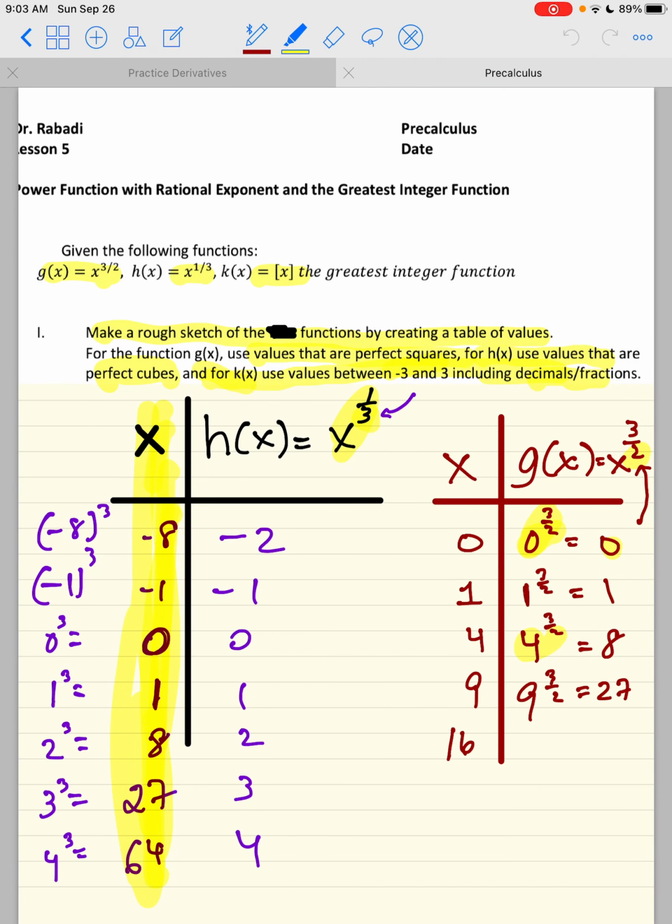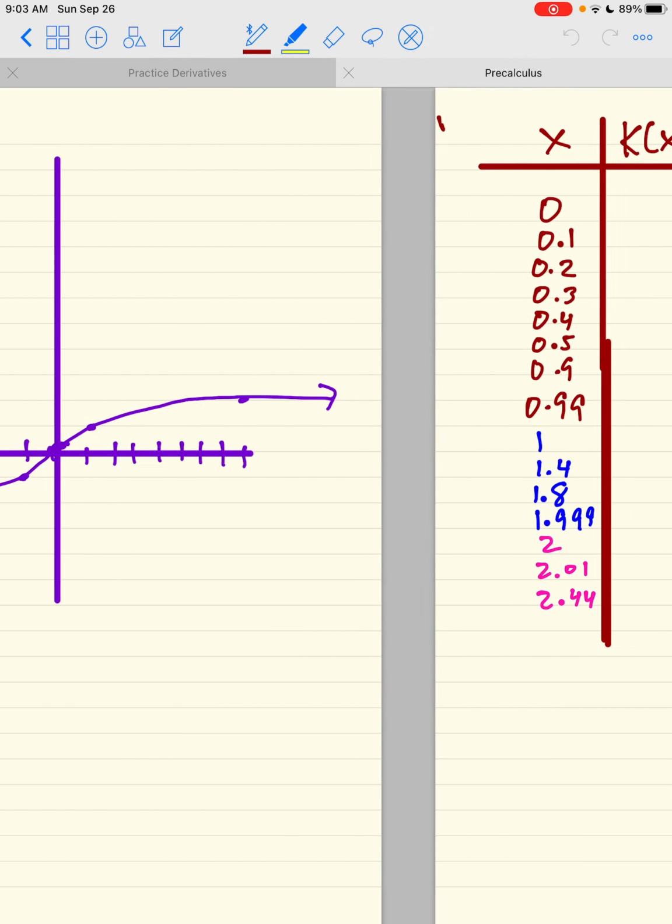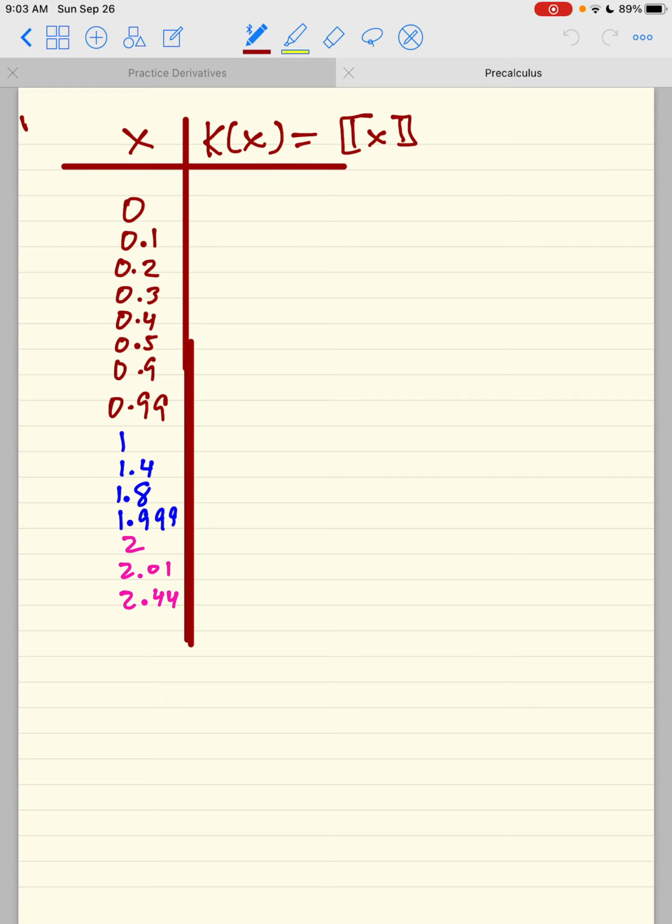And our final graph is going to be our greatest integer function. And what happens in this case is every time you put a number, it's going to round down to the nearest integer. So this is called the greatest integer. So when you put a 0, you get 0. When you put 0.1, it rounds down. When you put 0.2, it rounds down. Even at 0.999, it rounds down. At 1, it rounds to the nearest integer. So this means the greatest integer at this number or below.